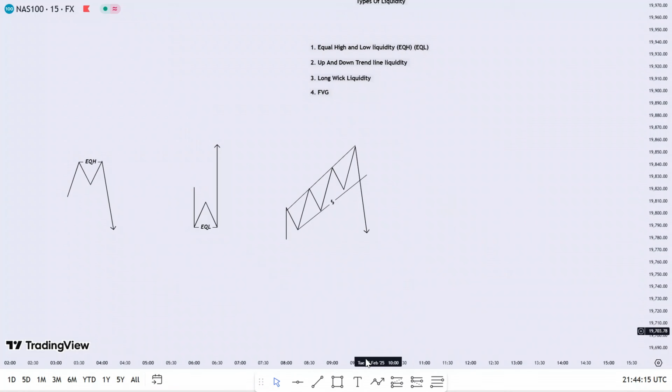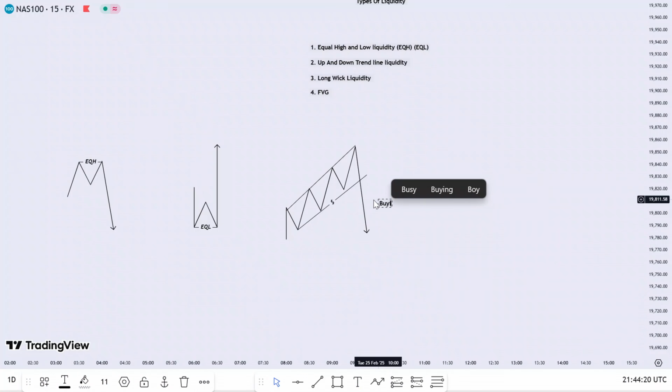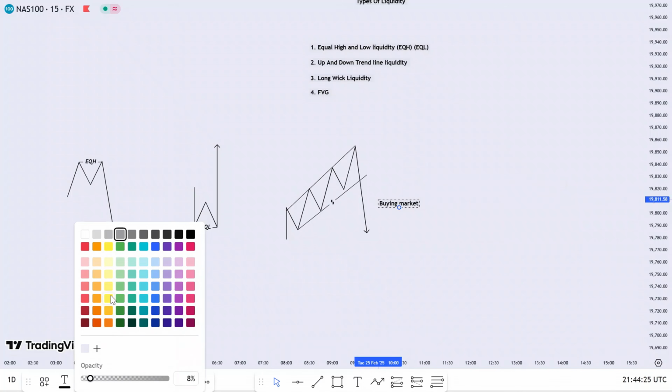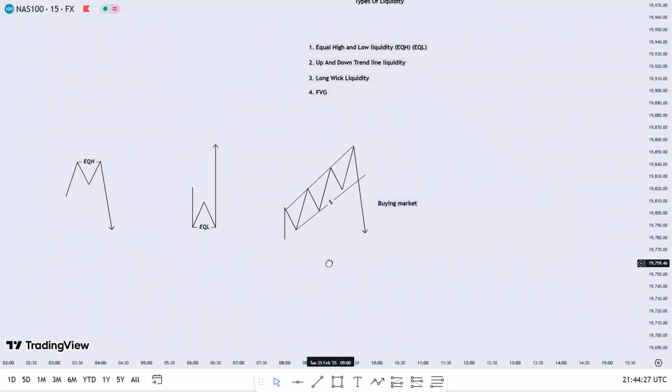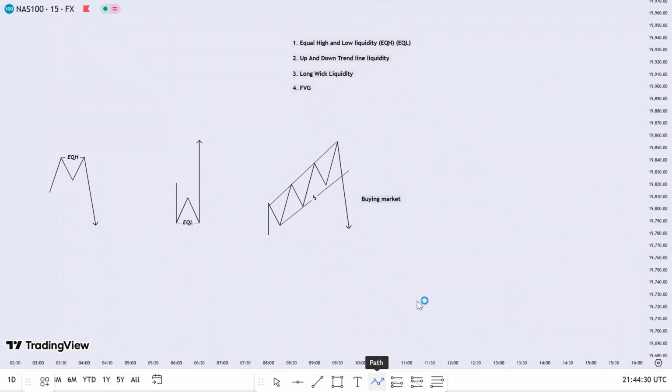Okay, for the case of a buying market, you have the liquidity below. Turn that one to blue. Now for the case of a selling market, you have the liquidity above to be swept, because the market actually needs to buy in order for it to sweep the liquidity, right? So you have the liquidity above, not below it.